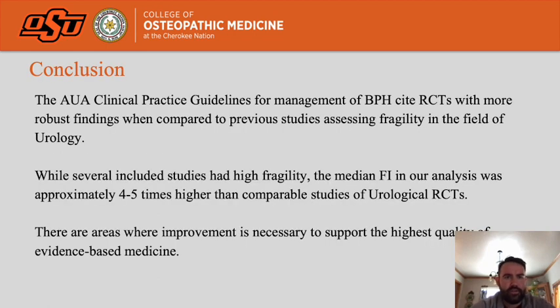So in conclusion, the AUA clinical practice guidelines for BPH cite RCTs with more robust findings compared to previous studies assessing fragility in the field of urology. There is room for improvement, and one area of improvement would be to have authors and journals cite the fragility index as part of a more complete picture of reporting their results.